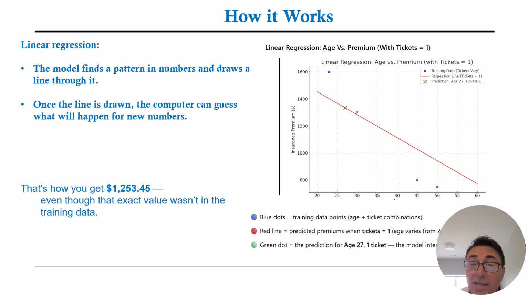And then that red line, based on that training data, represents the number of tickets. And in this case, it's 1. So using the training data that we gave it, the 1 and the ages, it determines where to put that line. And then the green dot represents the age we gave it, age 27 with 1 ticket. And here's where it ends up and provides that 1253.45 premium value.